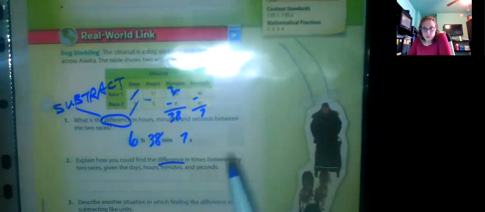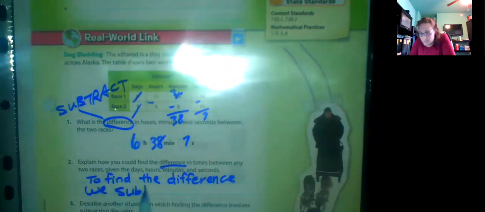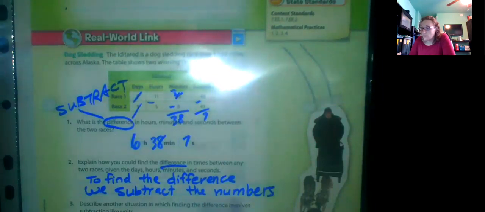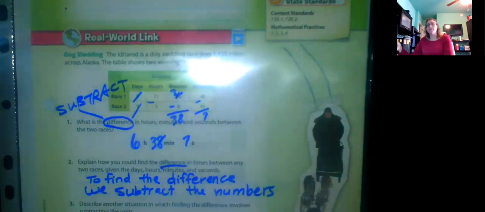Explain how you can find the difference in times between any 2 races given the days, the hours, the minutes, and the seconds. Well, we just subtract. So to find the difference, we subtract the numbers. As simple as that. But if you notice, we had to subtract the things that were the same. So hours compared to hours, minutes compared to minutes, seconds compared to seconds.